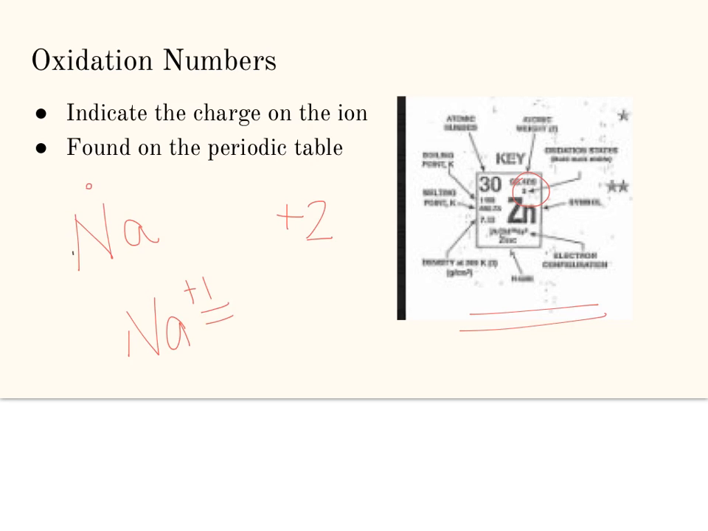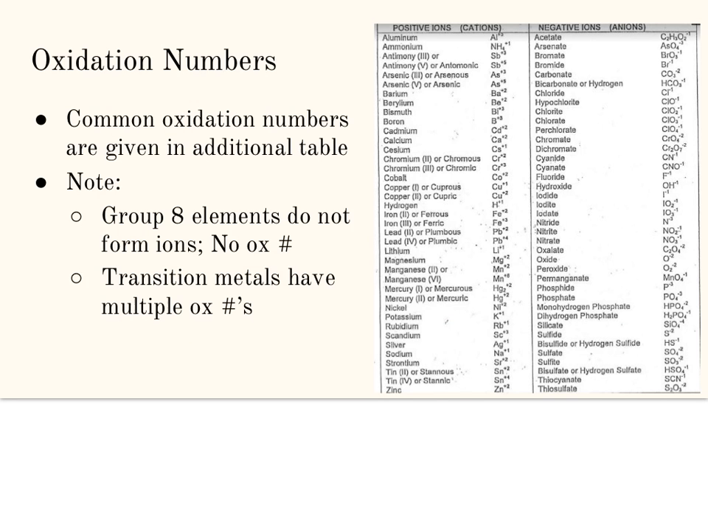We're not really going to use the front side of our periodic table to help us figure out the oxidation numbers. Rather, we're going to focus on the back side. If we flip to the back side of our periodic table, we can see that common oxidation numbers are also given in an additional table. This table is going to make writing chemical formulas and naming chemical compounds extremely easy. Nothing on this chart needs to be memorized. Remember, you will always have access to it when taking any type of test or quiz. It is really just a matter of knowing how to use the table.